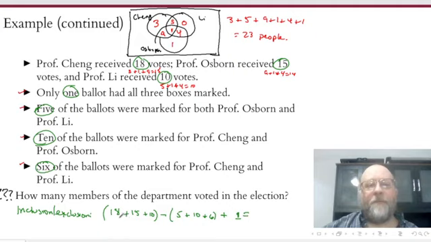18 plus 15 plus 10 is 33 plus 10 is 43. 5 plus 10 plus 6 is 15 plus 6 is 21 plus 1. 43 minus 21 is 22. 22 plus 1 is 23 people.